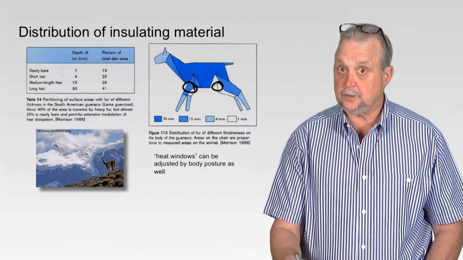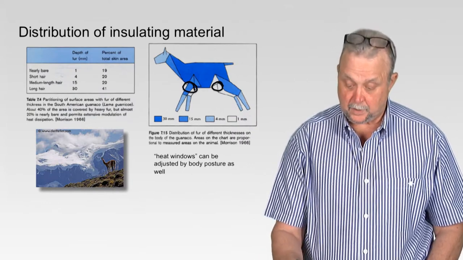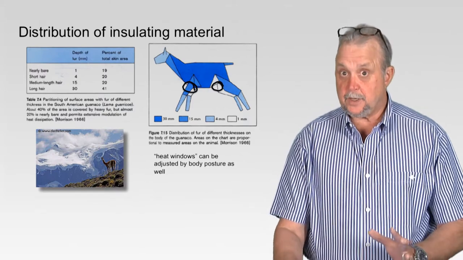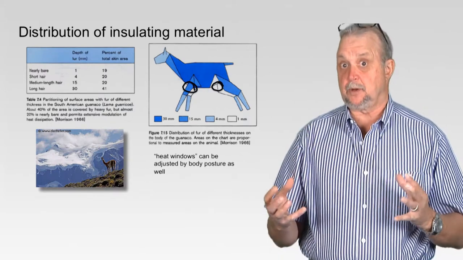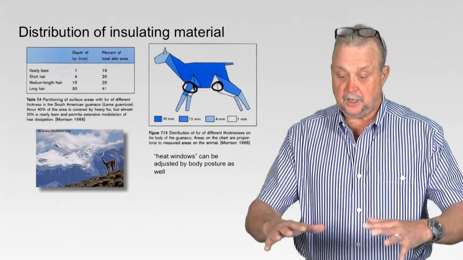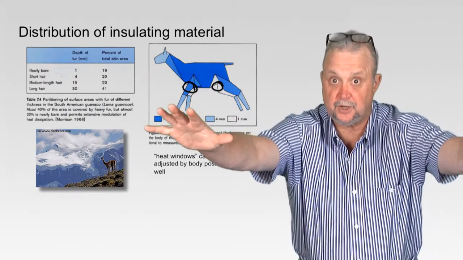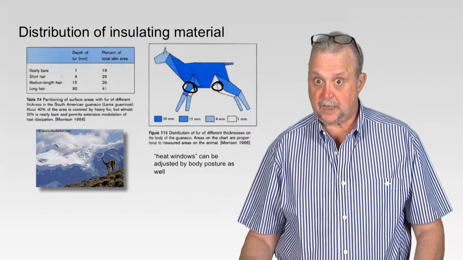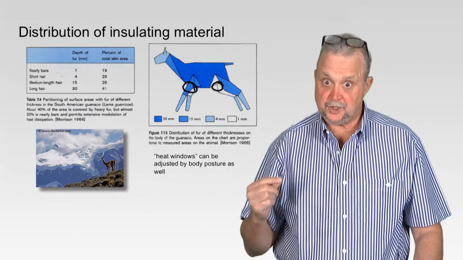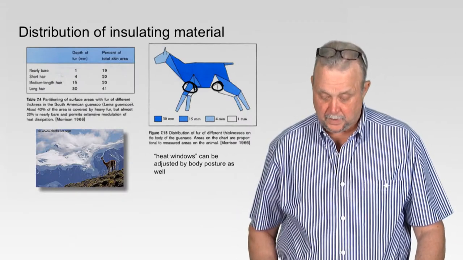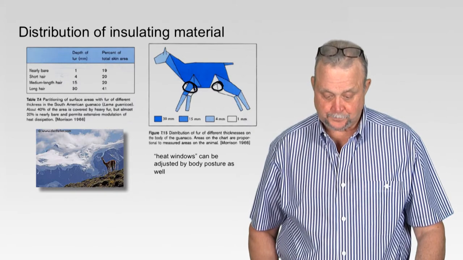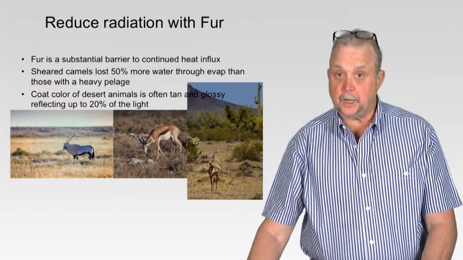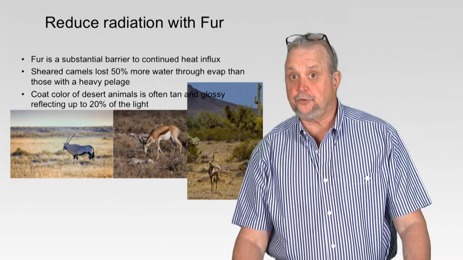And again, you have those retinal areas where there's huge capillary beds, it's shaded, and those animals will literally stretch their pits out and cool down by allowing a little bit of evaporation there and cool that blood just enough to help them. And those are called heat windows. Animals also are able to reduce the radiation.